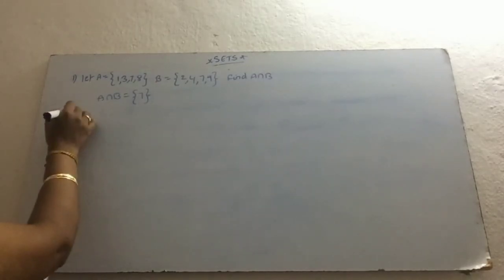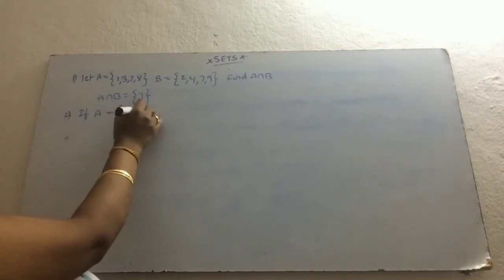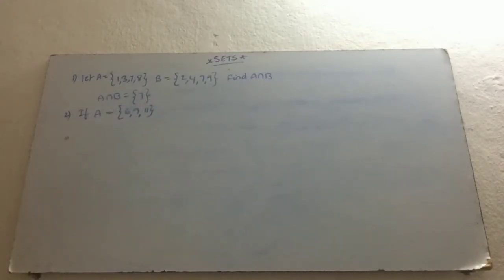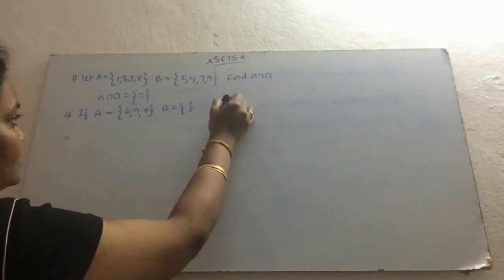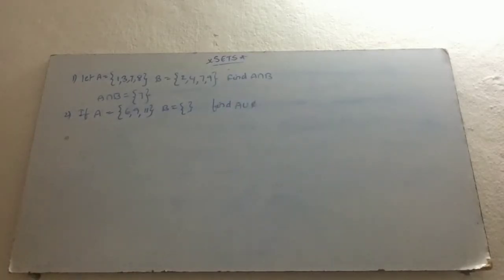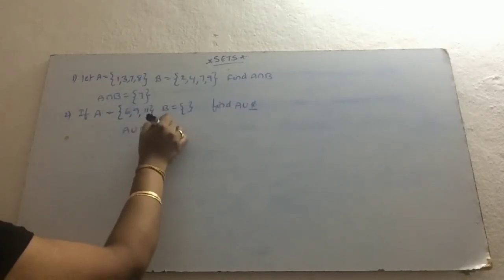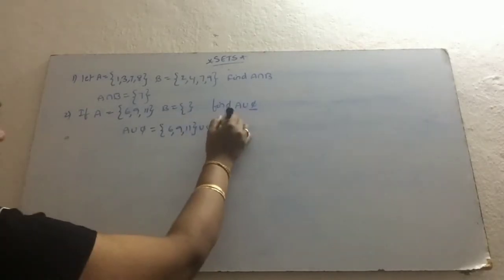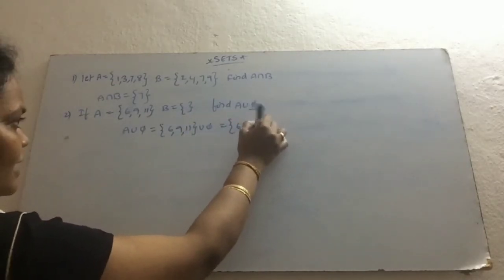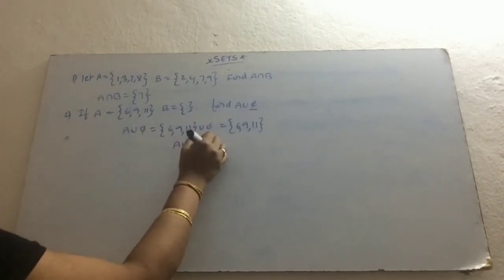And the next one, if A equal to {6, 9, 11}, B equal to empty set, find A union B. That B means empty set. That means A union B equal to {6, 9, 11} union empty set. That means empty set, so 6, 9, 11 are the values. So A union empty set equal to A.